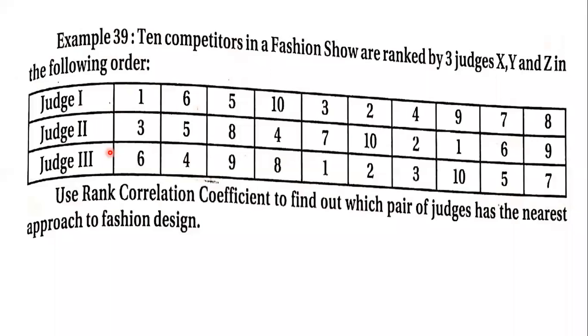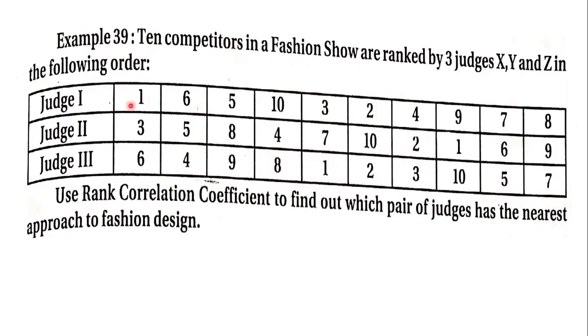Correct? So that is why we are using rank correlation. So in the examinations, when you get a question which is talking about a fashion show or singing competition or dancing competition, all these things are more qualitative in nature and you should immediately analyze that it is rank correlation. Okay, so 10 competitors in a fashion show are ranked by 3 judges X, Y and Z in the following order.